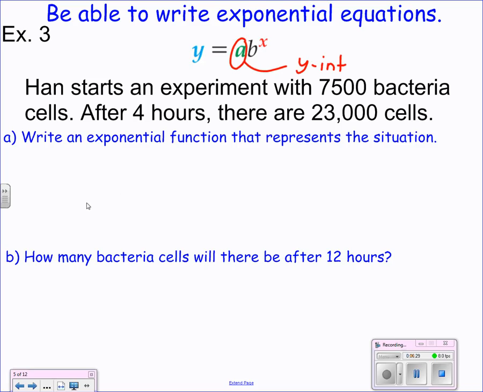It says Han starts an experiment with 7,500 bacteria cells. After 4 hours, there are 23,000 cells. So the initial, or the A, value for this particular function is 7,500 bacteria. It then tells us after 4 hours there is 23,000 cells. So y is going to be the 23,000.